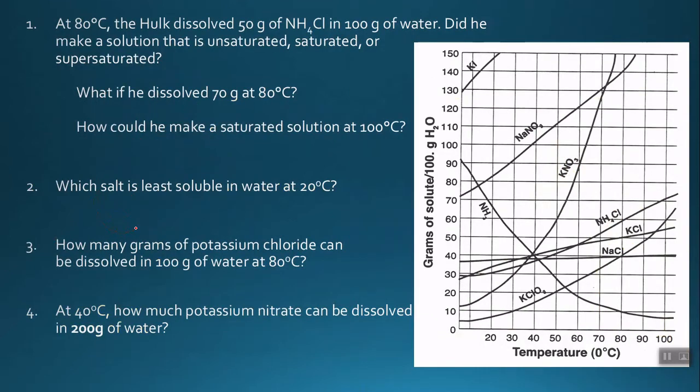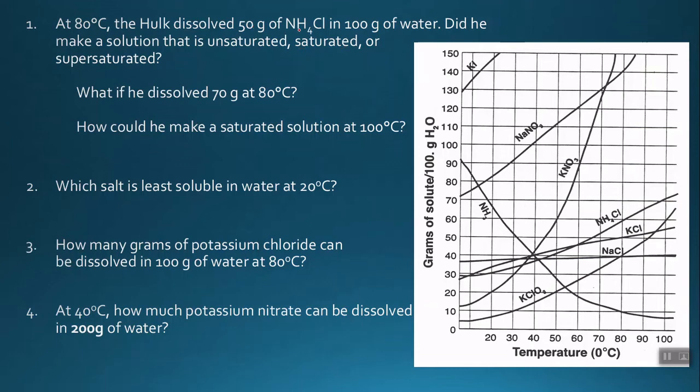Let's take a look at our practice problems. At 80 degrees, the Hulk dissolved 50 grams of ammonium chloride in 100 grams of water. Did he make a solution that is unsaturated, saturated, or supersaturated? So remember what these three words mean. Unsaturated means that you can dissolve more, right? It doesn't contain the maximum amount of solute dissolved. Saturated does contain the maximum amount of solute dissolved at a particular temperature. Supersaturated means there's too much dissolved.